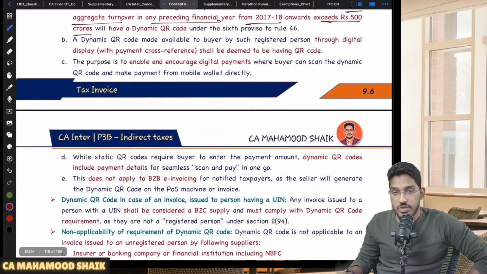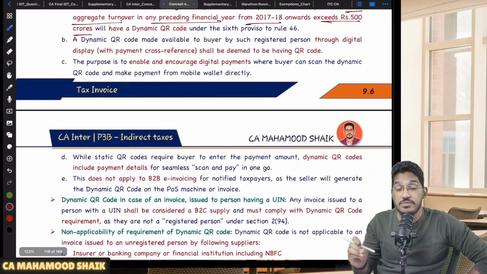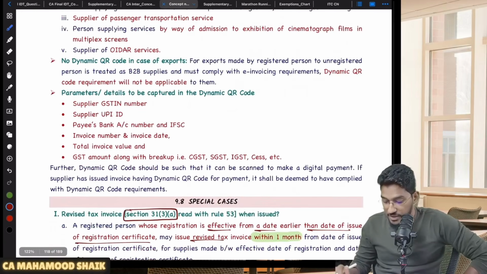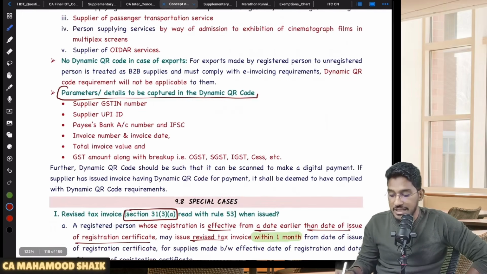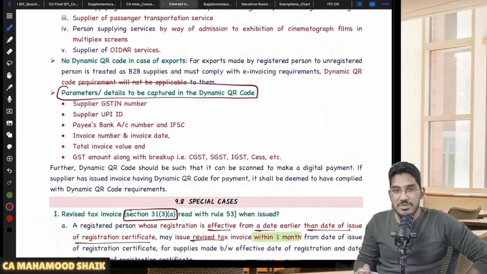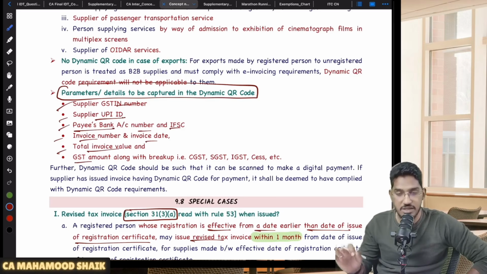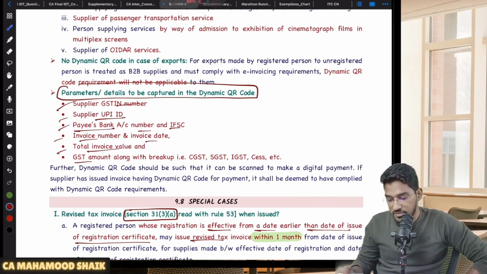Sir, what is the dynamic QR code for? Dynamic QR code is for payment. Payment related details will be captured. I will tell you what parameters will be captured in the dynamic QR code. It will not capture the supply related details. It will capture payment details like the supplier's GST number, supplier's UPI ID, payee's bank account number and IFSC, invoice number and invoice date, total invoice value, GST amount. So like that, payment details it will capture.